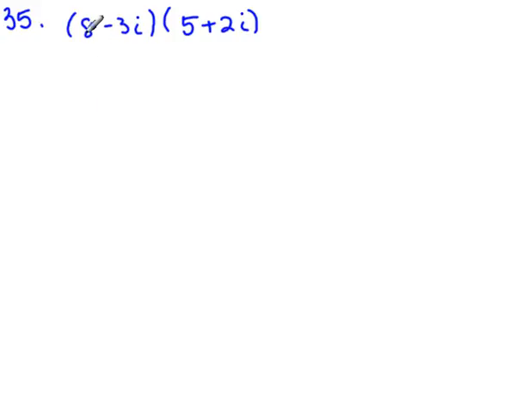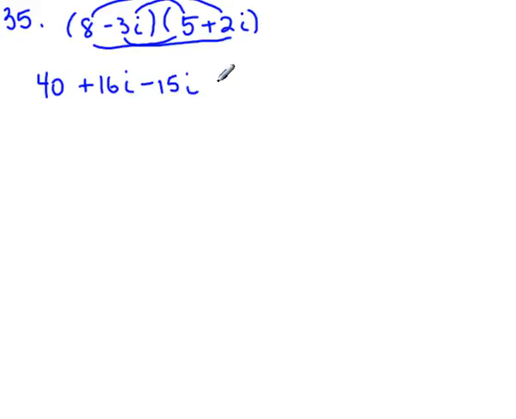If you're not going to use your calculator, this is just a FOIL problem. So I do first, 8 times 5 is 40. Outer, 8 times 2i is plus 16i. Inner, negative 3i times 5 is minus 15i. And last, negative 3i times positive 2i is minus 6i squared.